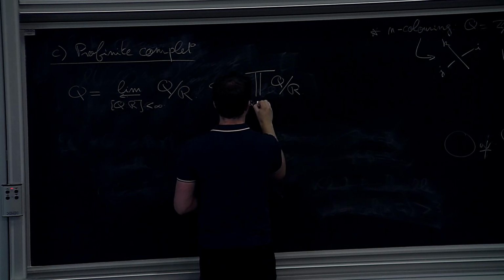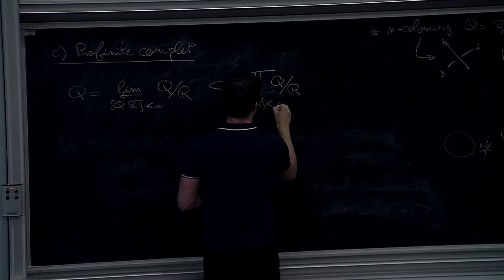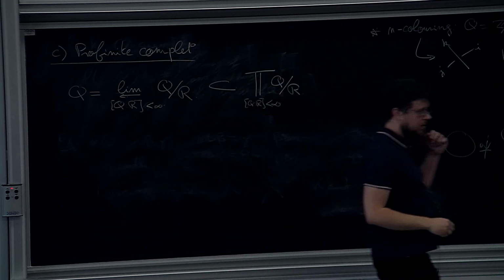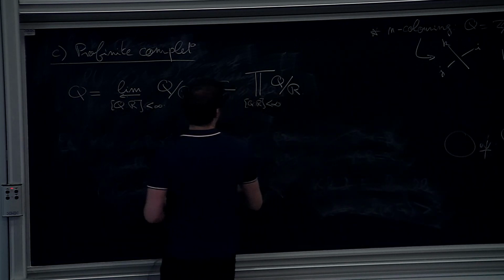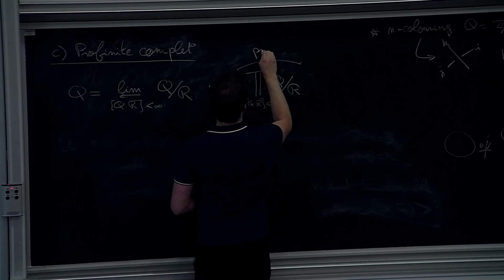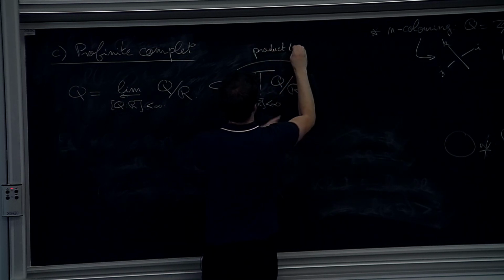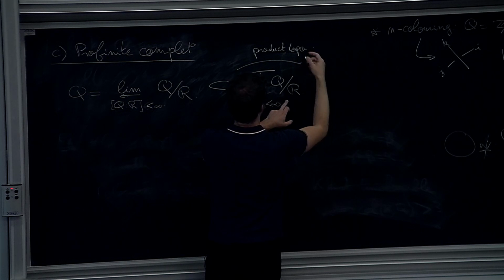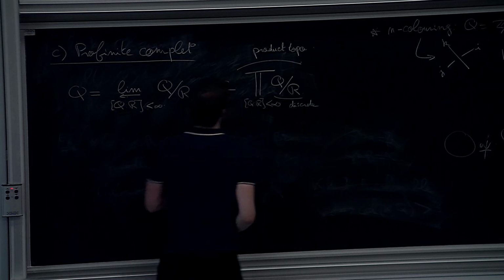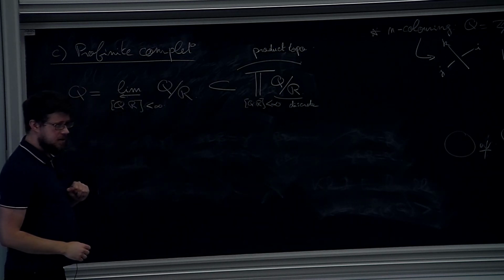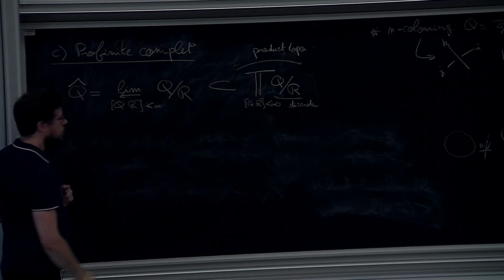So it sits inside the product. It consists of coherent families. So you take one element in each finite quotient, and if you project further to another quotient, then you get another element of the family. And here you have a topology, which is the product topology. All of these are finite, and I consider them discrete. And then you get a topology on this space. This is the profinite completion.